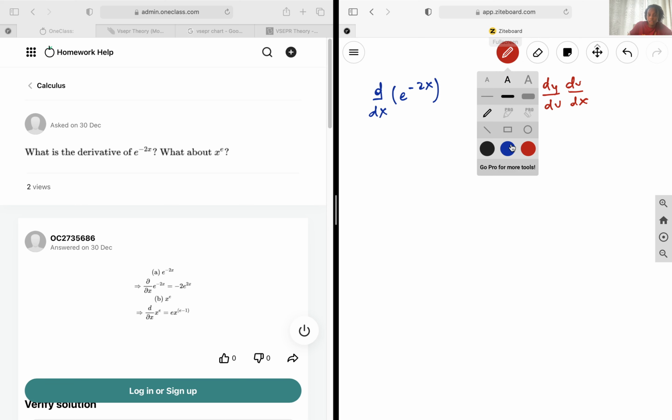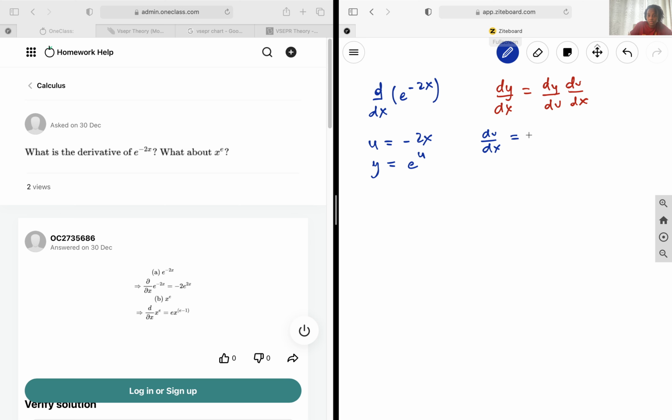And so for our case, we are going to have u is equal to negative 2x. Y is equal to e to the power of u, therefore du over dx is going to be equal to negative 2. And then lastly, dy over du is simply going to be equal to e to the power of u.